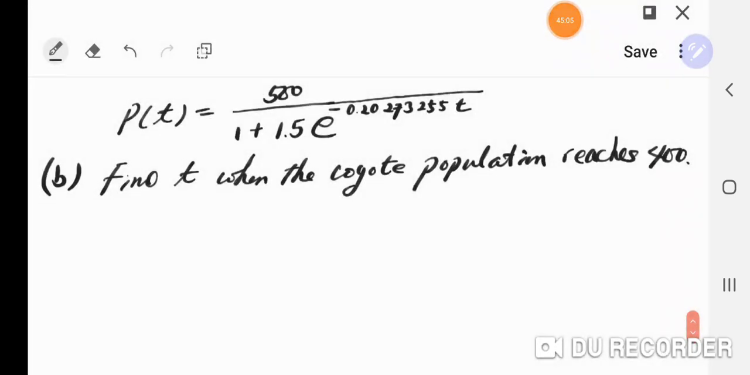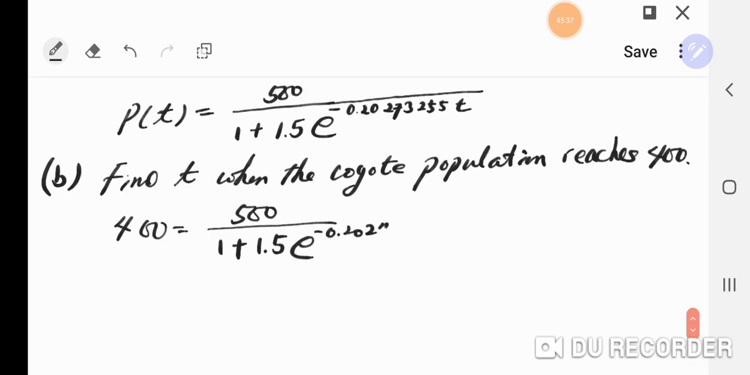The next one is: we want to find how many years will be required for the coyote population to reach 400. So we want to find time t, and 400 is the output. So P of t will be 400. Let me use the model that we just found in letter A, so that we can find t. The exponent is 0.20273. Let's simplify this so that we can find t.